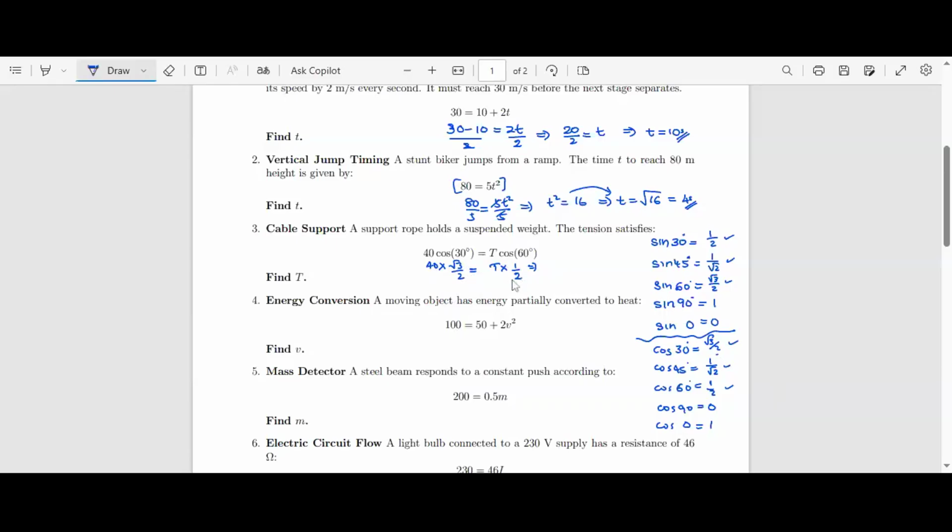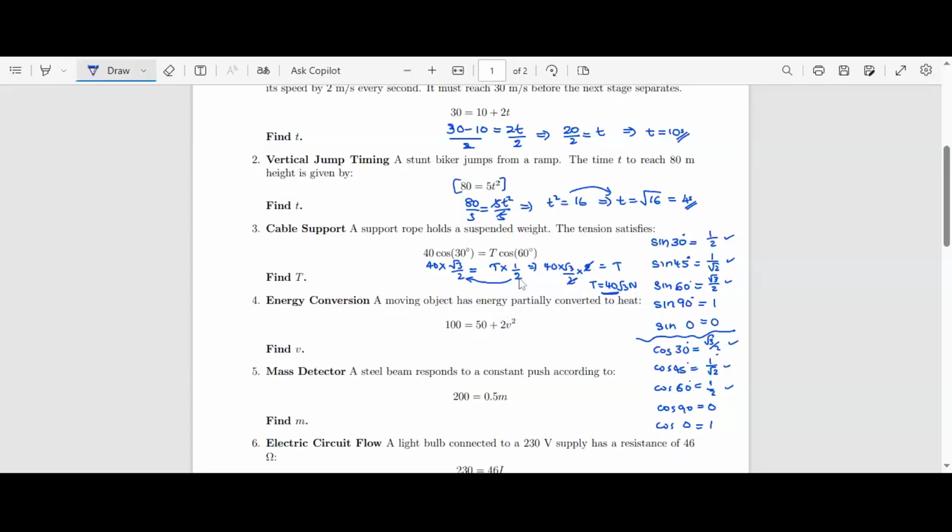So I can take this half, take this 2 to the other side. Now t is actually divided by 2, no? So when you take 2 to the other side, it gets multiplied, right? So now 40 into root 3 by 2 will get multiplied by 2, and it will be equal to t. So now you can see 2 divided by 2 just cancels off. So we have t equals 40 root 3. The unit will be newtons, right?